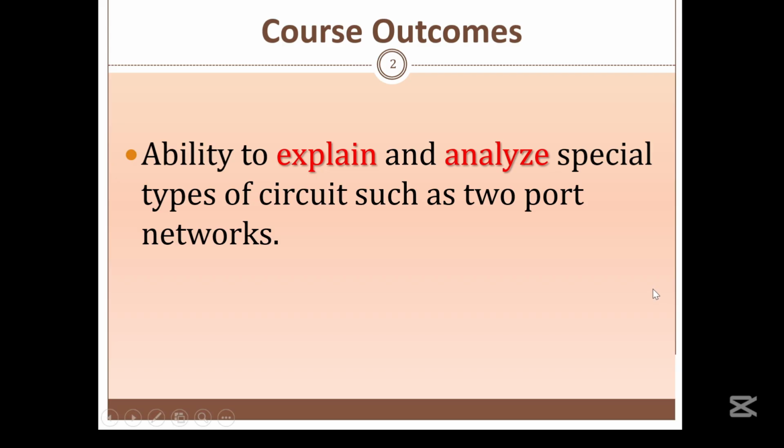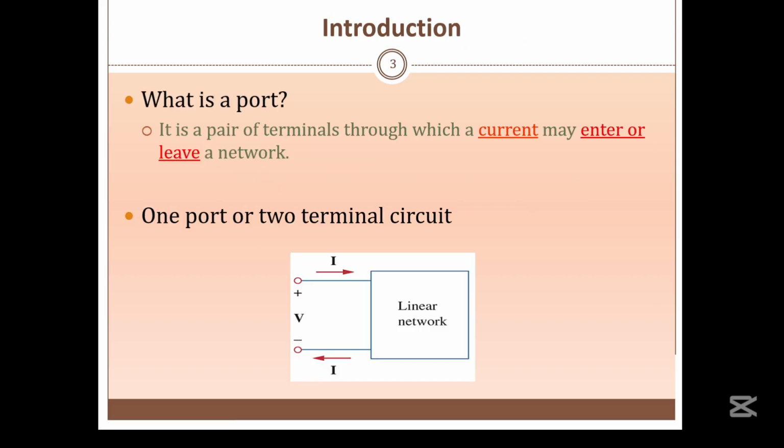There will be 4 types of two-port networks studied. One is the Z parameter, Y parameter, H parameter, and then ABCD parameter. Two-port means you have an input and output, two terminals. Examples of two-port are an amplifier and a filter. These are all two-port networks where you have the input and output.